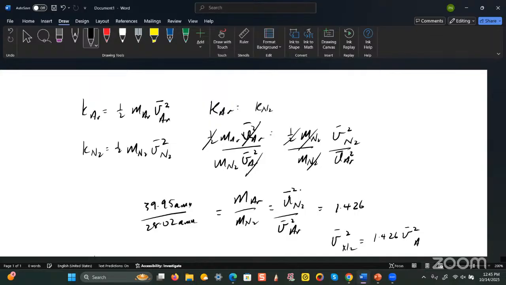argon, right? So basically the nitrogen molecules will travel at a higher speed to this extent compared to the argon atom, which makes sense because the nitrogen molecules would be lighter, right, compared to argon. So at the same temperature, the nitrogen molecules will travel at a faster speed.